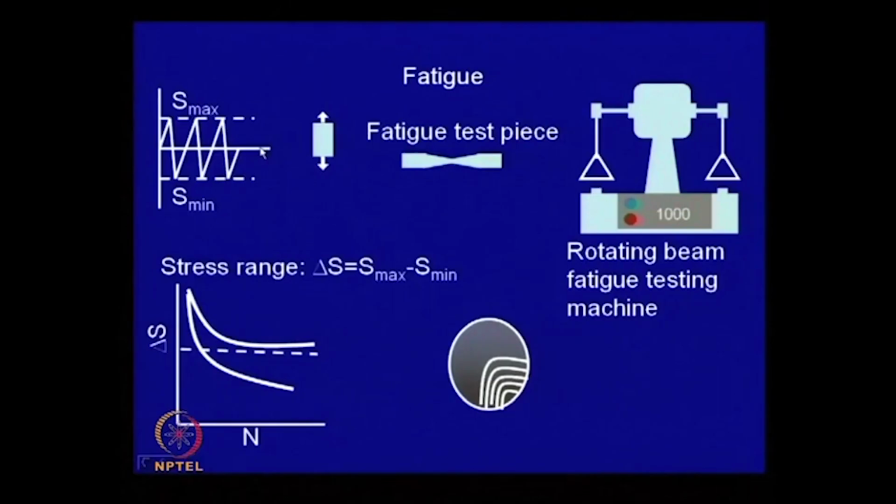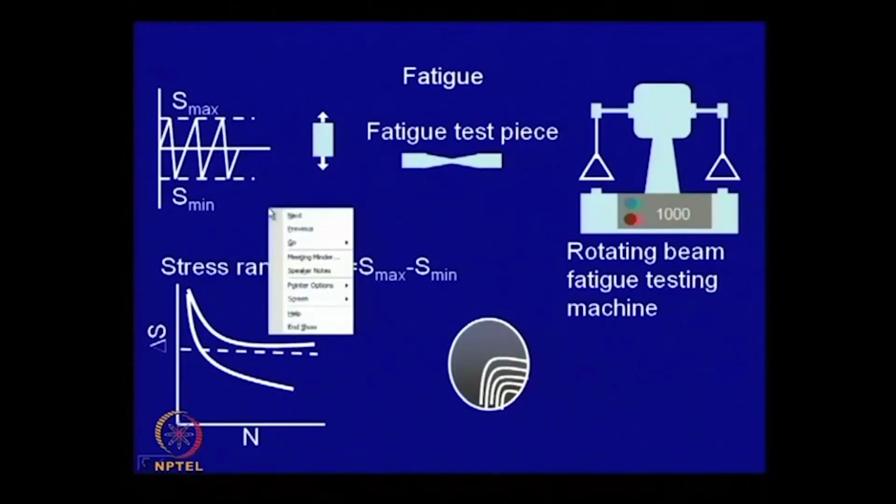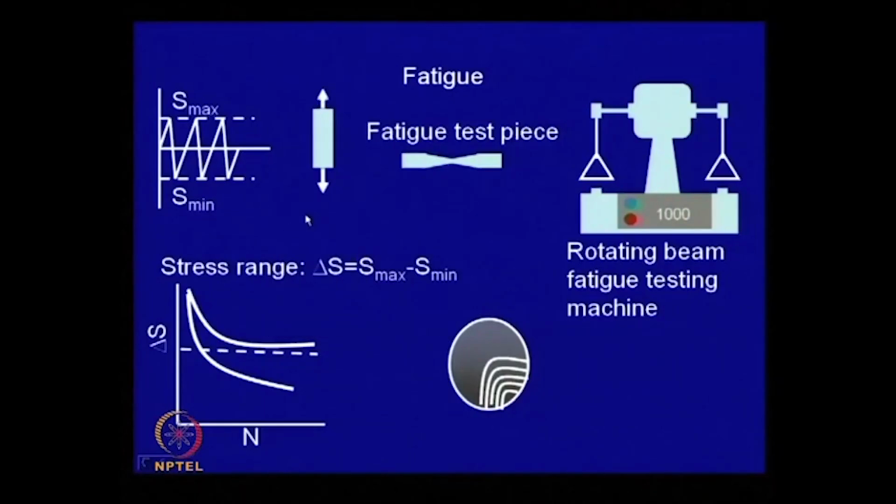So, when you subject the sample to such loading, the strain at a particular point will keep on fluctuating, it will increase, decrease, and as a result the crack will nucleate at a certain point, and then it will propagate through, leading to fracture. And fracture in such a case can take place at a stress level much lower than the yield strength of the material.